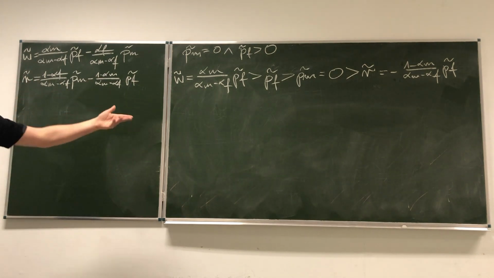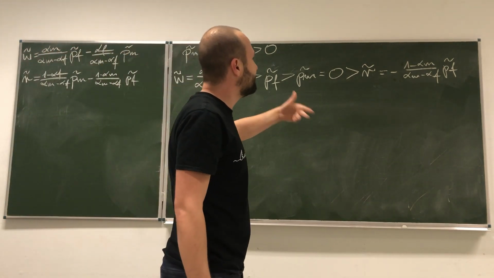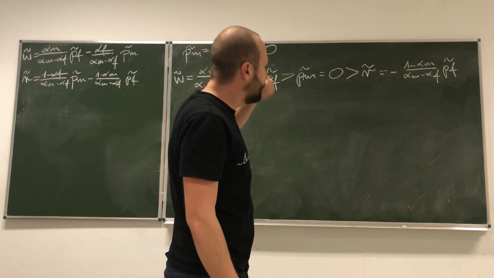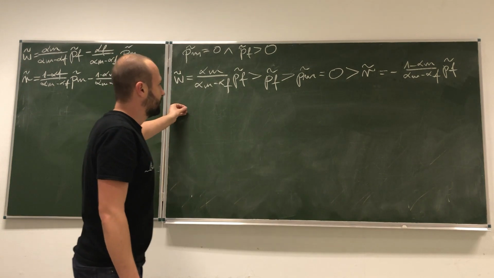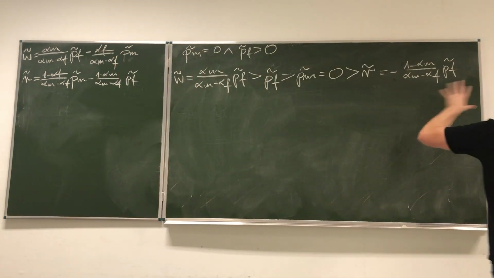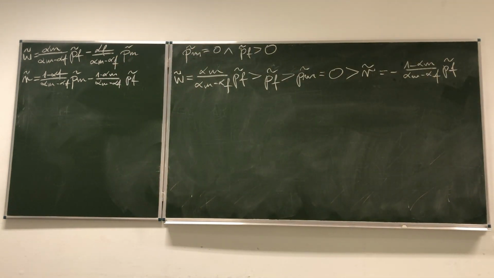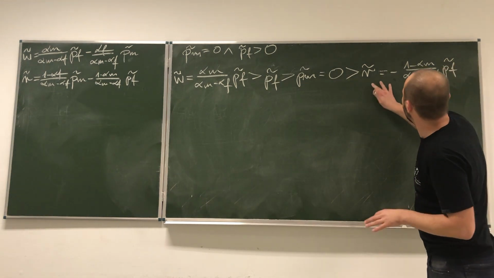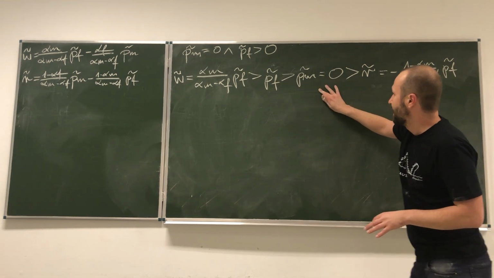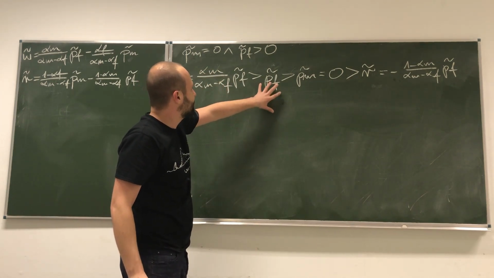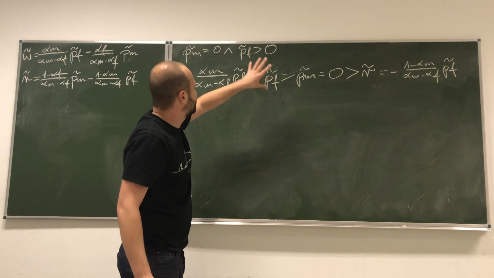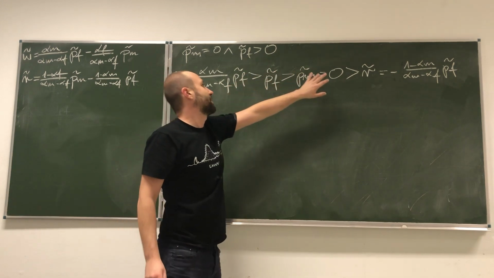Simply because we know that an increase in price of food should favor wage while it should diminish rent. And this is what happens. Of course, remember, this is what is happening in the long run equilibrium. Okay, so now we know that this is definitely lower than 0. And because we've assumed that the relative change in price of food is positive, we know that this is bigger than 0.